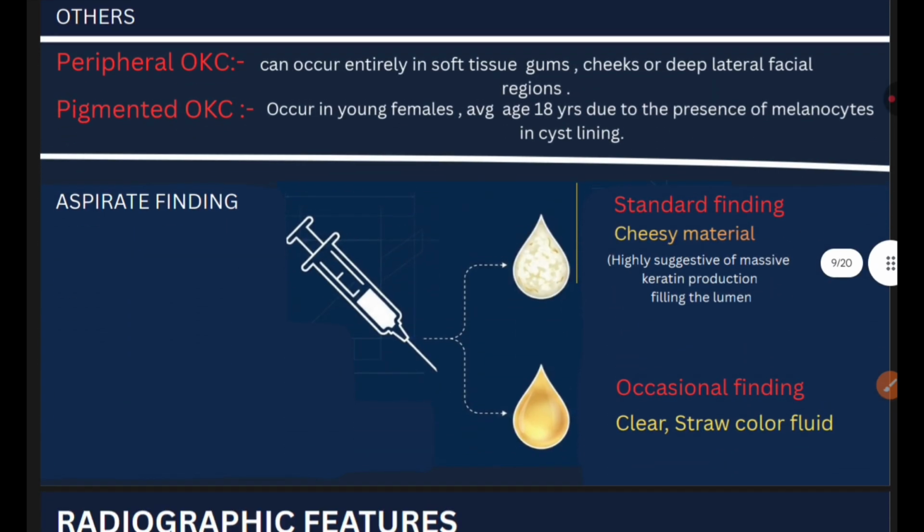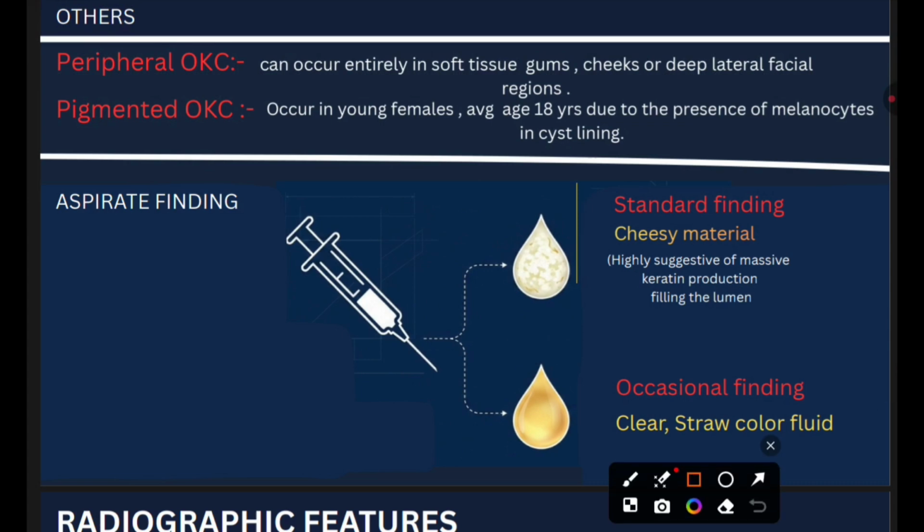Other OKCs are the peripheral OKC, which can occur entirely in soft tissues, gums, cheeks, or the deep lateral facial region, and the pigmented OKC. Very few students write these points. Everyone knows the sporadic OKC, which is the normal OKC, and the nevoid basal cell carcinoma associated OKC, but very few students know about the other types of OKC. So make sure you mention these two in the exam: the peripheral OKC and the pigmented OKC.